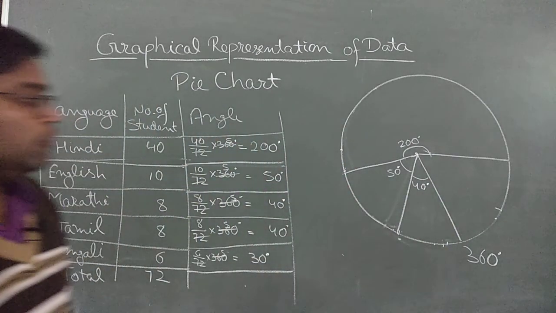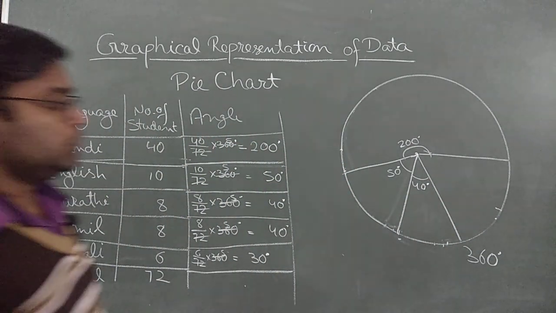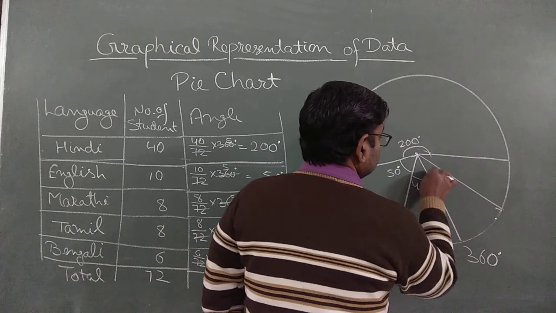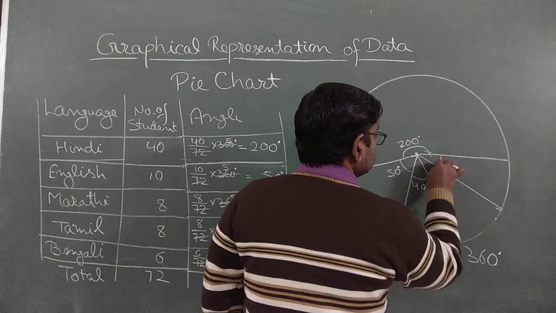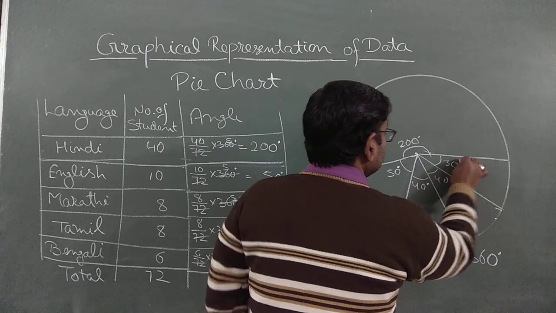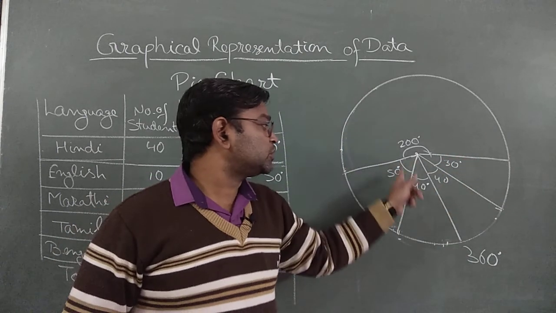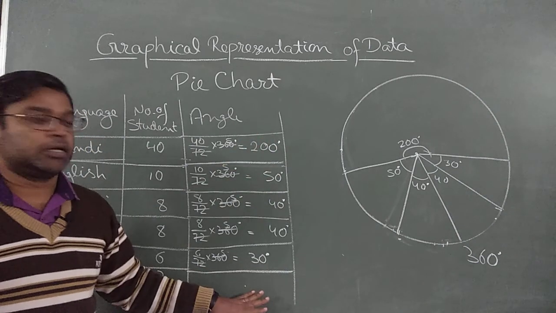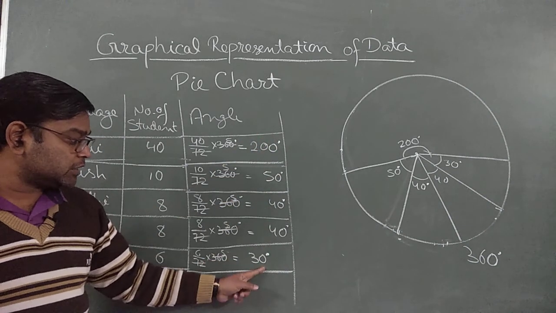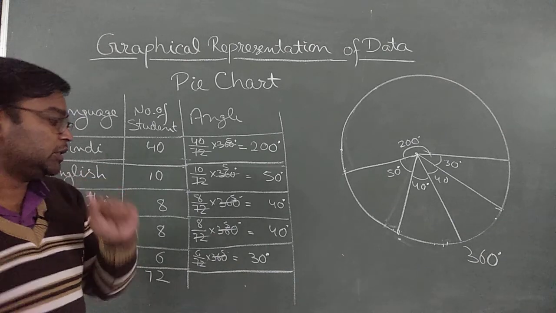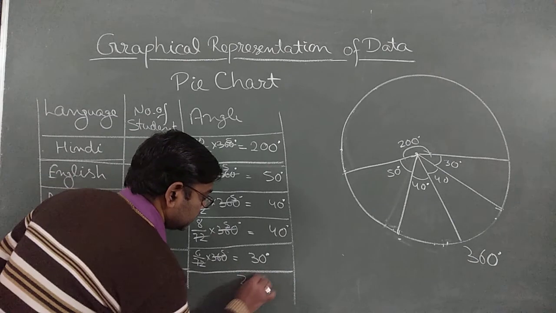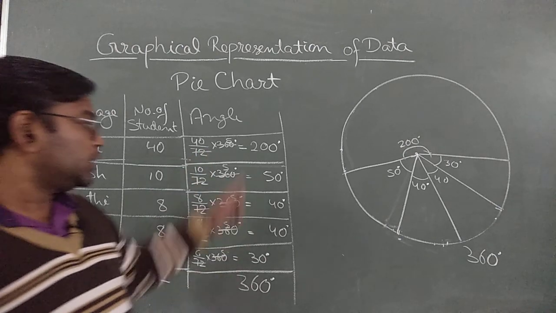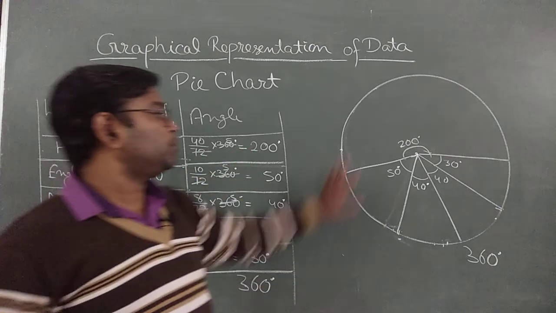Now we have one more 40 degree. So we draw this another 40 degree, and this is your 30 degree. You can see the sum of all these angles must be 360, either in this case or this case. It means your calculation is correct. If the sum of all these angles is not 360 degree, it means your calculation is not correct. You have to do the calculation once again, check the calculation, and then only you are able to plot the graph.